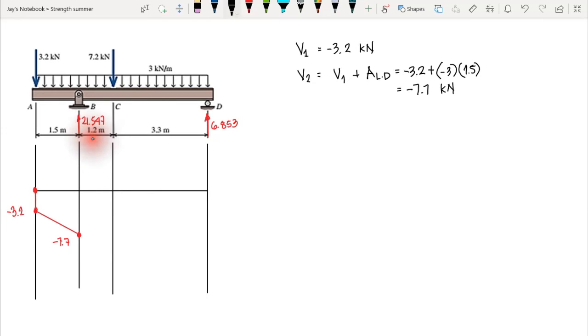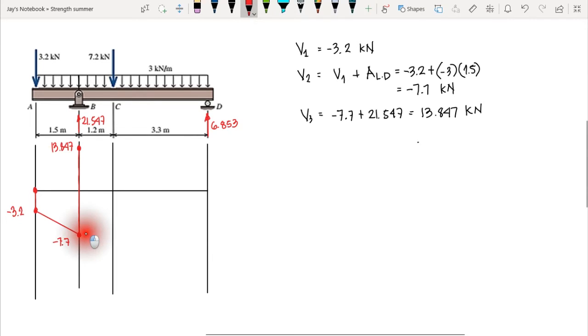Okay, now at point B we have an upward reaction, that is 21.547. So therefore we have our shear 3 here, that is equal to negative 7.7, that is upward, that's positive 21.547. This equals 13.847 kilonewton. So that's positive. So therefore we go above our reference line, let's say at this point. So therefore we jump from negative 7.7 to 13.847.